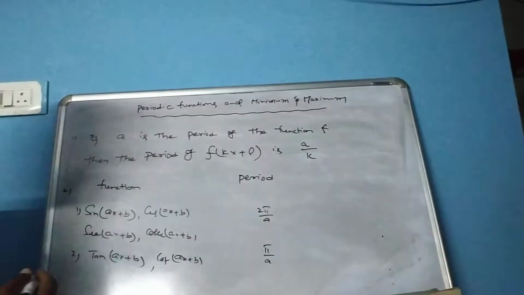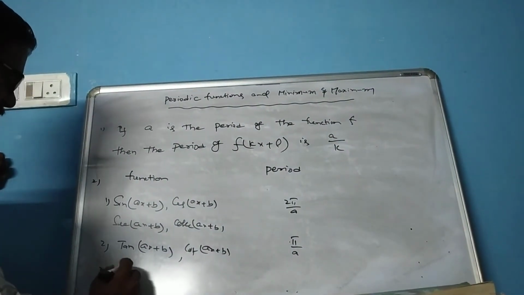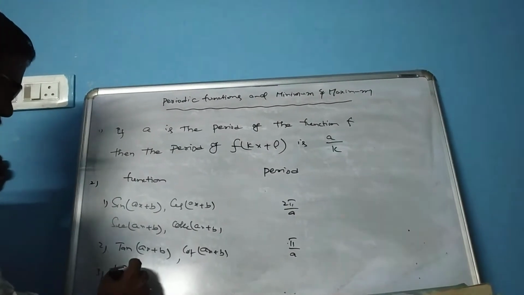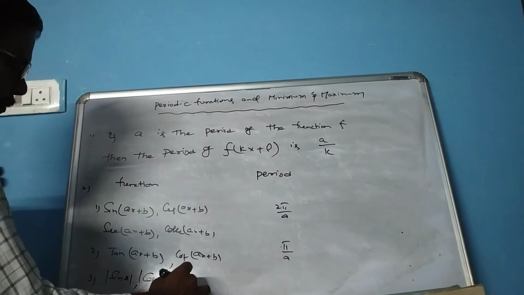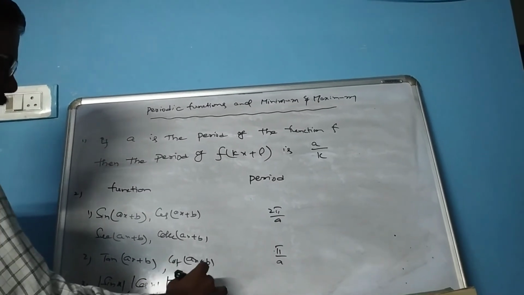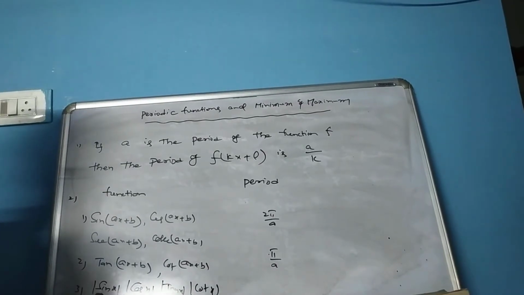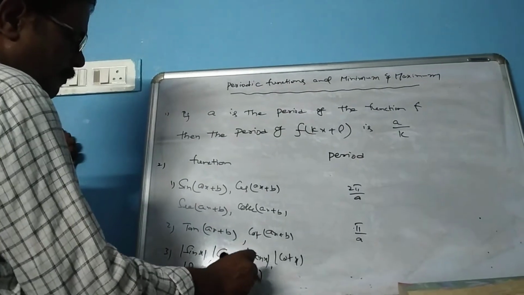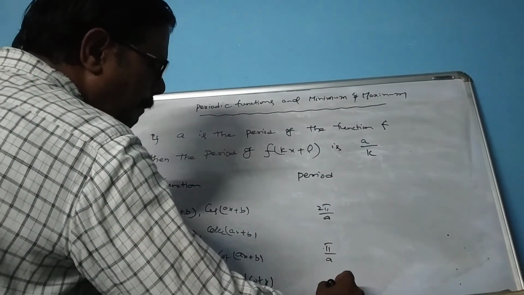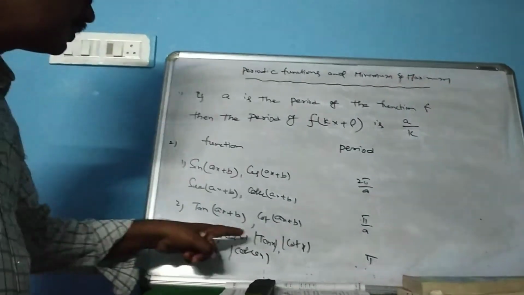You see, friends, for the modulus functions sin mod x, cos mod x, tan mod x, cot mod x, secant mod x, cosecant mod x, the period is pi. For all these mod x functions, the period is pi.